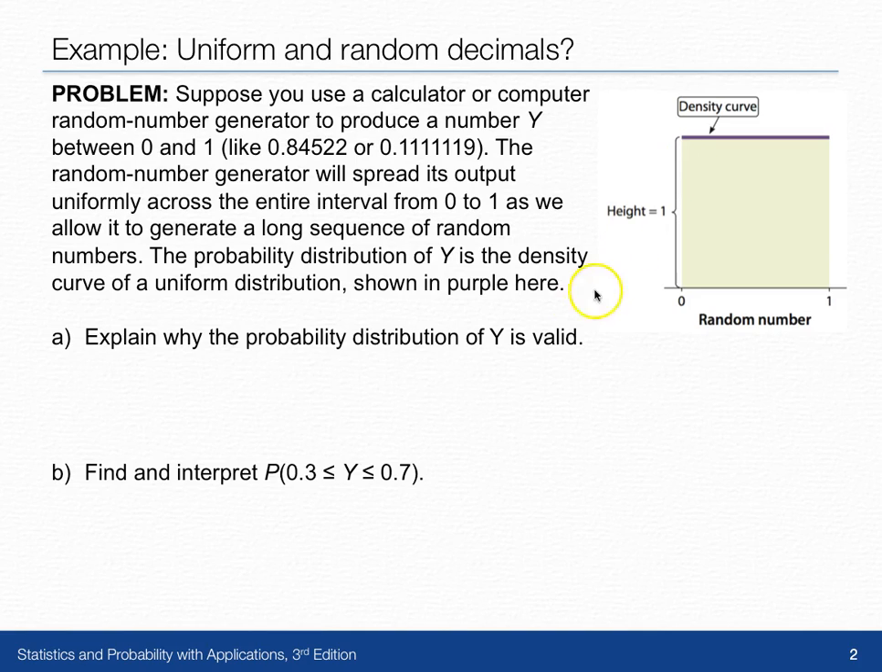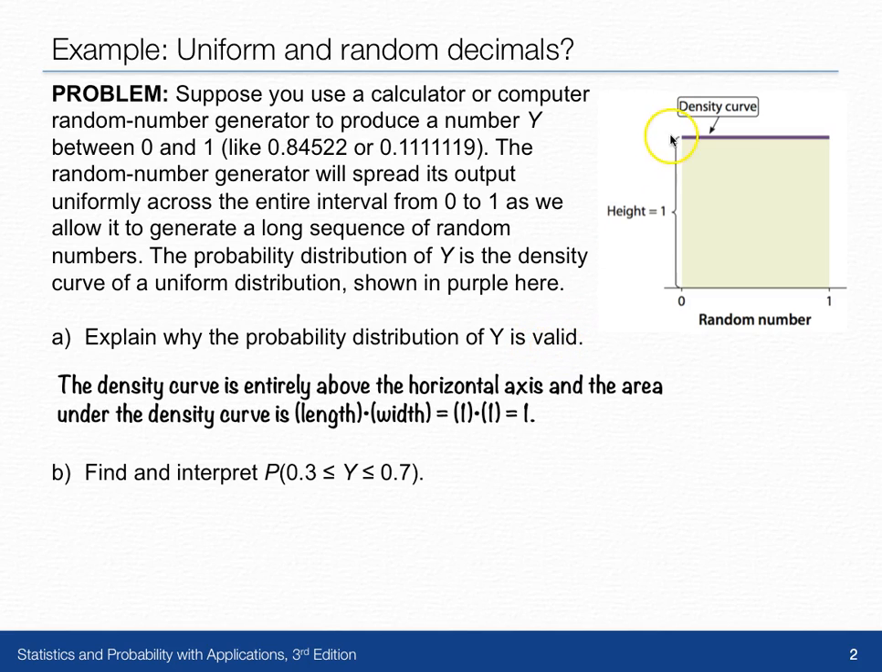So for part A, when we want to explain why the probability distribution of y is valid, we note that first of all, this density curve is entirely above the horizontal axis, and the area underneath this density curve is actually just the area of this square. 1 times 1 gives us an area of 1, so this is a valid probability distribution for this continuous random variable.